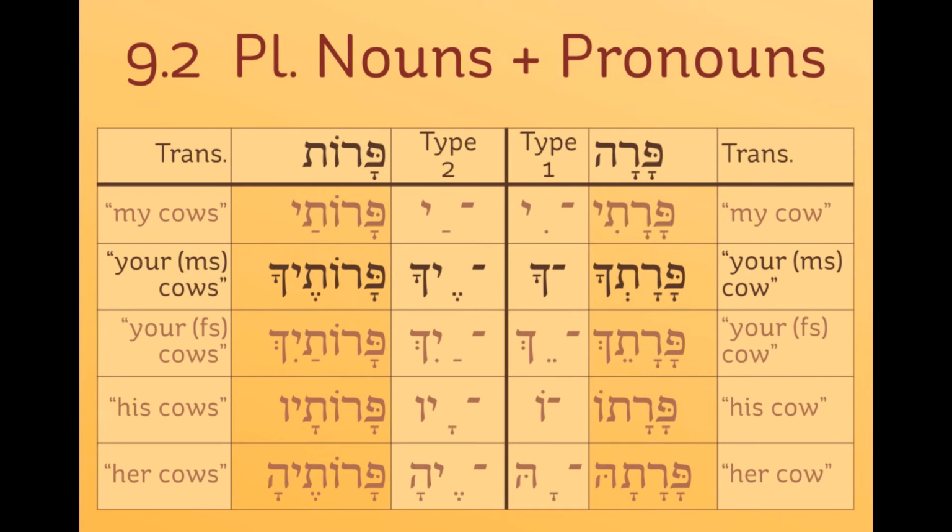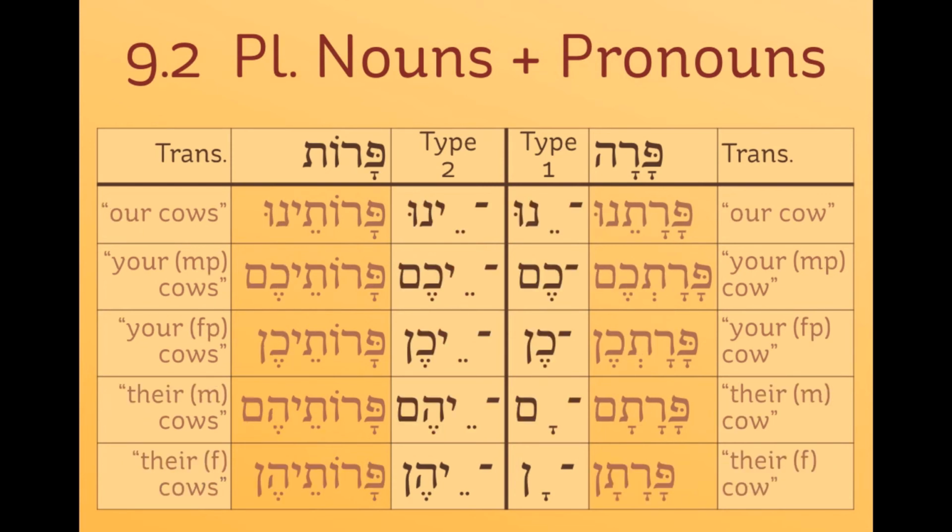Talking to a man, paratcha, your cow, parotecha, your cows. To a woman, paratech, your cow, parotaich, your cows. About a man, parato, his cow, parotav, his cows. Her cow is parata, paroteha is her cows.